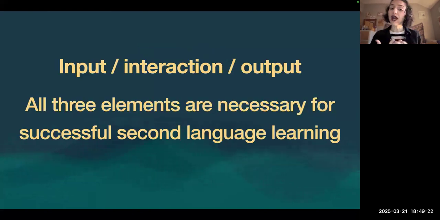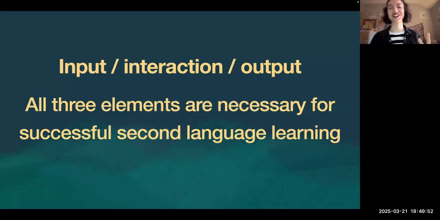So an example, a very clear example, is this technique of input, interaction, output. This might work for me, but might not work for you. As I mentioned before, it is just a suggestion. All three elements are necessary for successful second language learning. Input: giving an input to your students. It might be a video, a short audio, a song, a game, something that exposes the students to language.